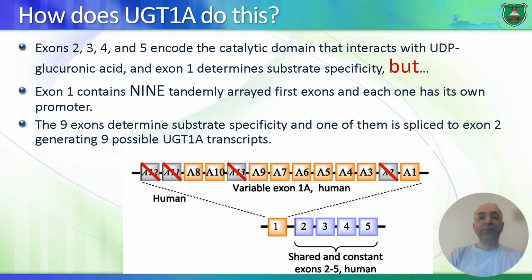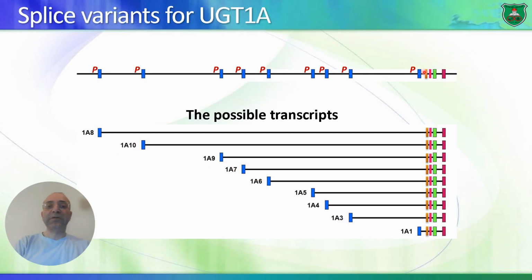Now, each one of these exons has its own promoter. So it can be transcribed independently of all of the other exon 1s. And we can generate 9 different enzymes with 9 different substrate binding sites, but one catalytic domain. So here's how it looks. These are the exons that I talked about, 2 to 5, 2, 3, 4, and 5. And these in blue are the exon 1s, and each one of them has its own promoter region. So we can have 9 different transcripts, and each one of them has its own substrate binding domain, but they all have the same catalytic domain.